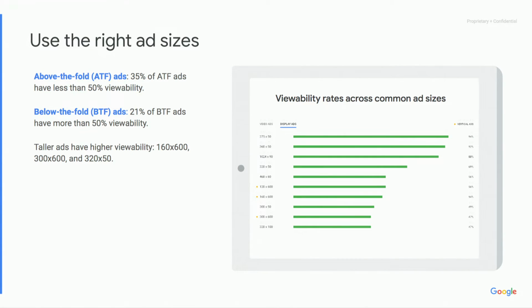You'll also want to make sure that you're using the right ad sizes that will give you a higher viewability score. Vertical ads are the most viewable as they tend to stay on the screen for the longest amount of time. While above the fold ads on average have higher viewability rates, below the fold ads still have significant viewability.